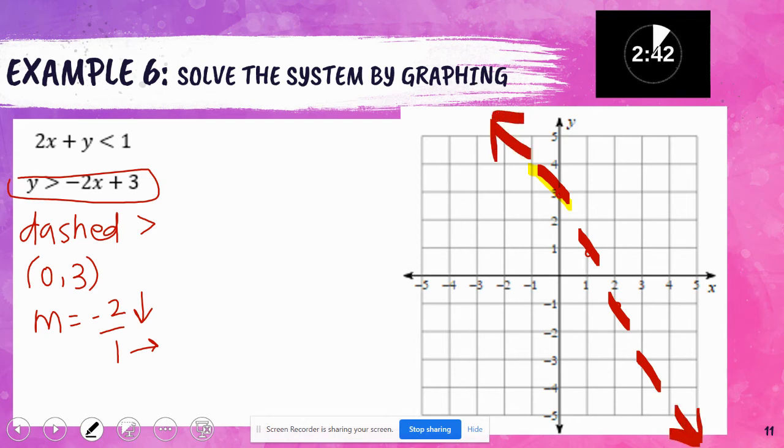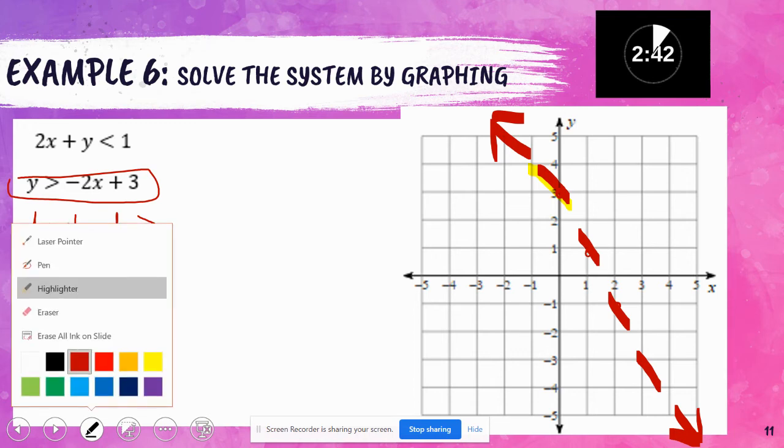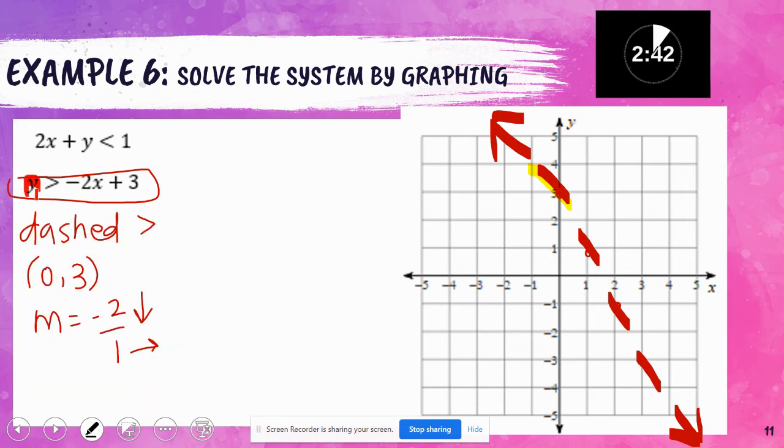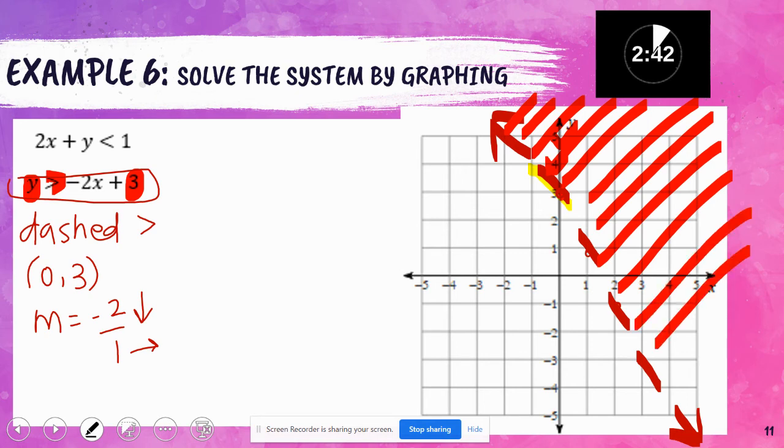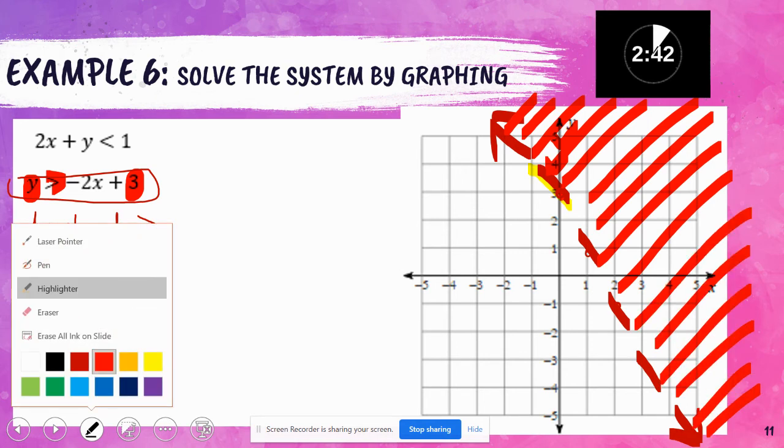Okay. And we want to find a y value that is bigger than the y-intercept. So the y-intercept's here at 3. 4 is bigger than 3, 5 is bigger than 3. So I want to make sure I shade towards those y values that are larger than the y-intercept. So there's my first one.